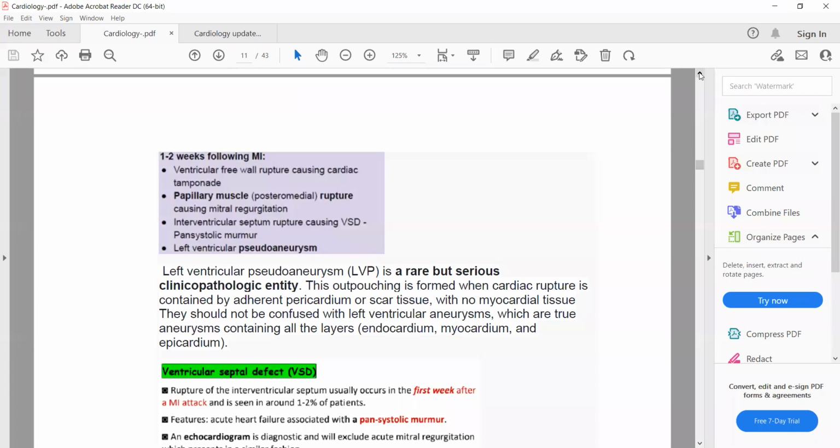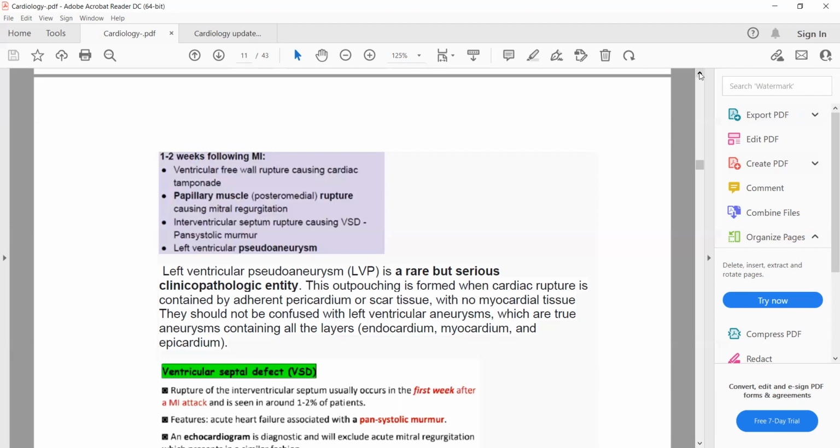Cardiac tamponade can develop due to pericarditis. It can also develop due to ventricular wall rupture. So both of them can lead to cardiac tamponade. The first parts of Beck's triad are distended neck veins and hypotension. The third one is muffled heart sound. They can develop after MI due to pericarditis or due to ventricular wall rupture.